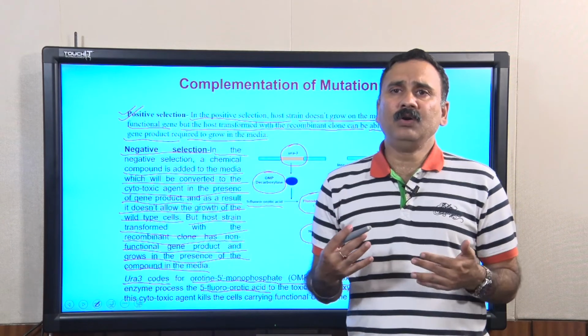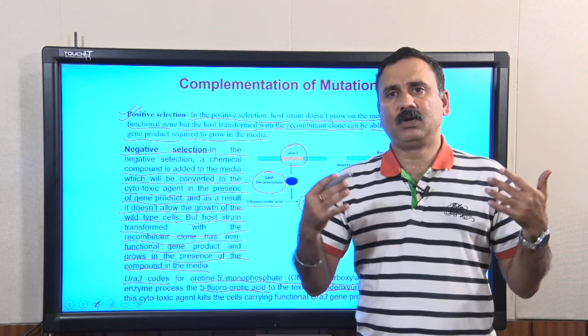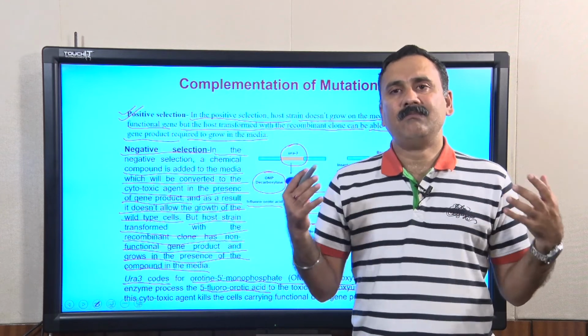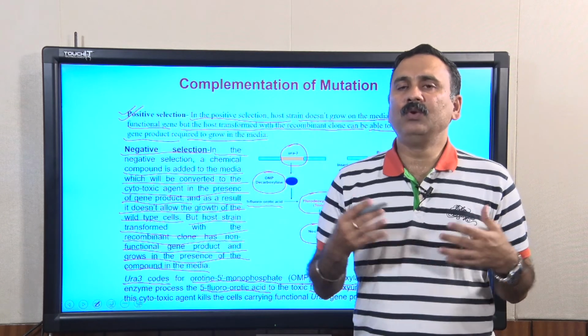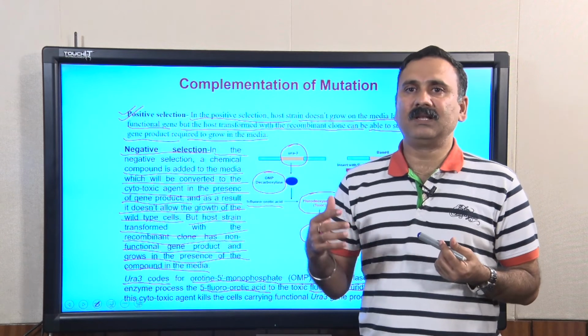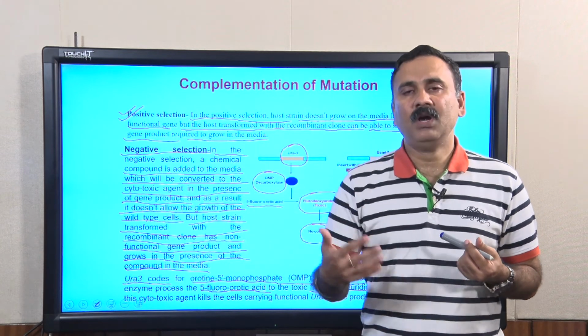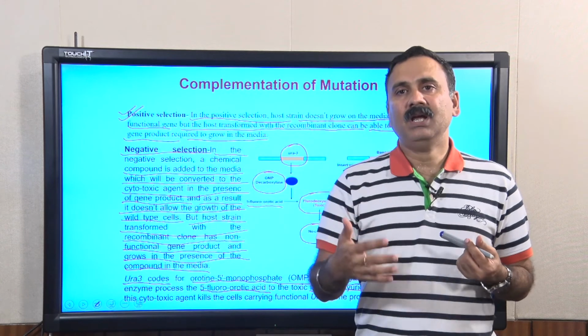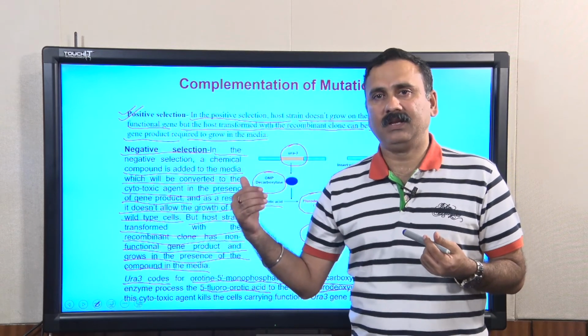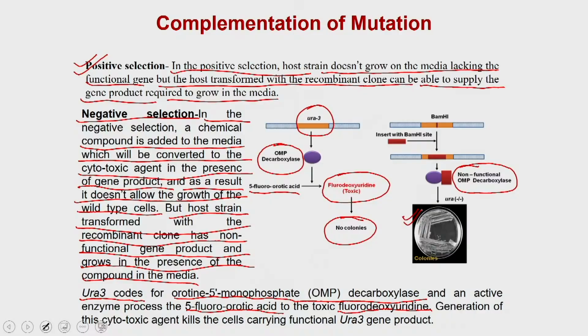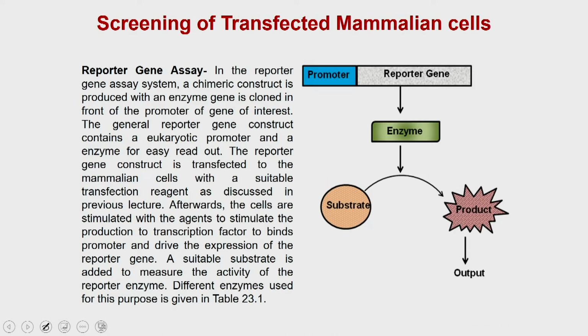Now, let us move on to the higher eukaryotic organisms such as mammalian cells, and let us see how you can select mammalian cells when they are transformed or transfected with recombinant clones. The screening of transformed or transfected mammalian cells is done utilizing different types of approaches. One of the classical approaches is the reporter gene assay.